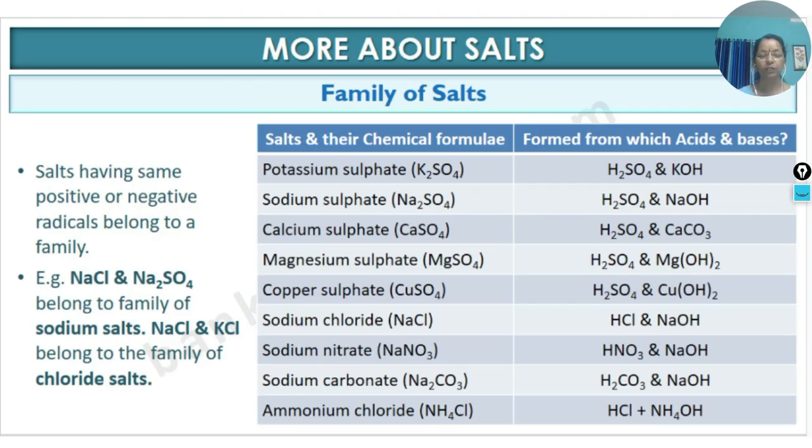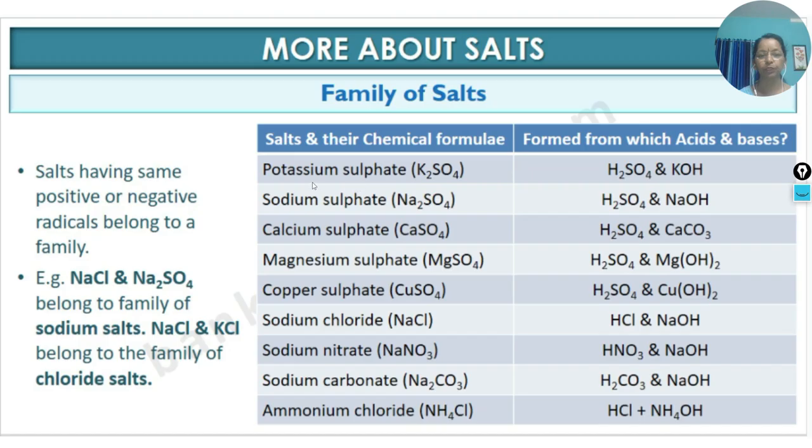Then family of salts. What it is talking about is that salts can be acidic, basic, or neutral. How do we find out whether a salt is acidic, basic, or neutral? The answer is this. When the parent acid and base are both strong, they give neutral salts. If the parent acid is strong, it gives an acidic salt. Whereas if the parent base is strong, it gives a basic salt.